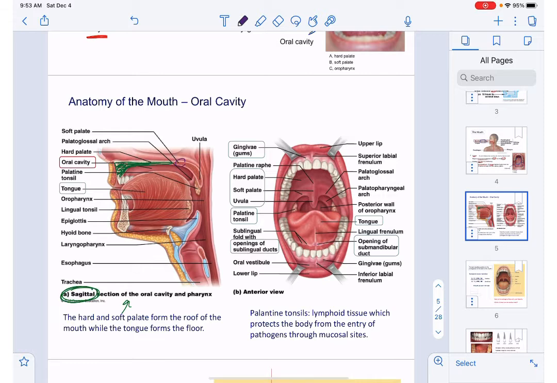Posterior to that, you have the soft palate, and then you have the uvula. What's that uvula going to do? Well, during swallowing, it gets pushed up and it seals off the nasal cavity from the oral cavity and prevents food from going up into the nasal cavity.